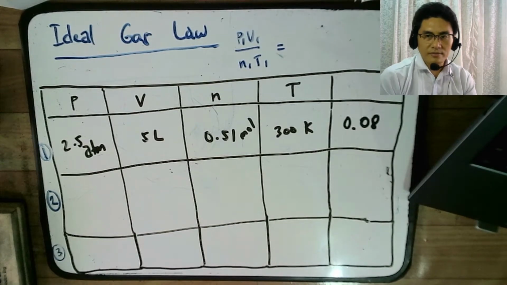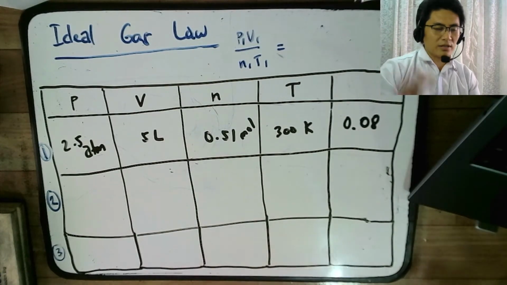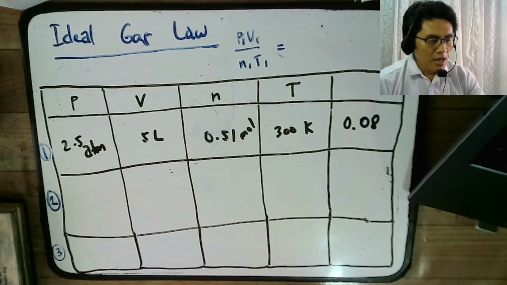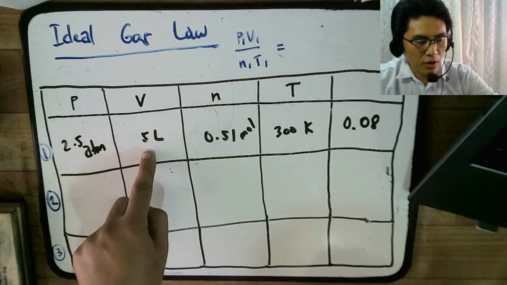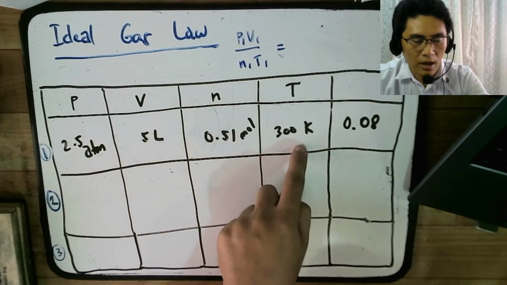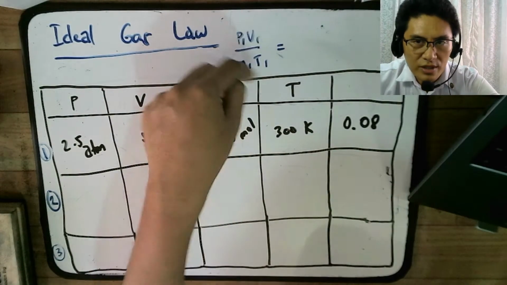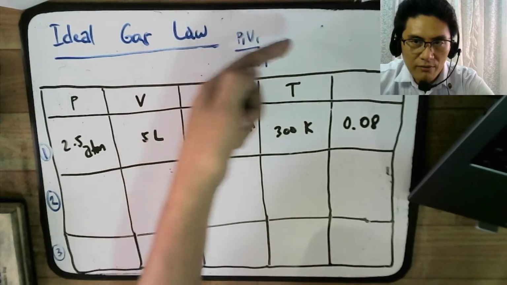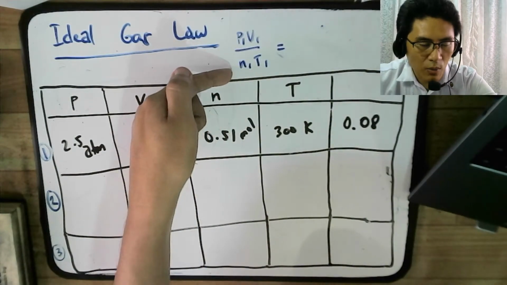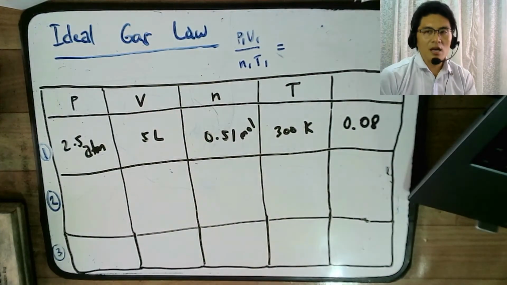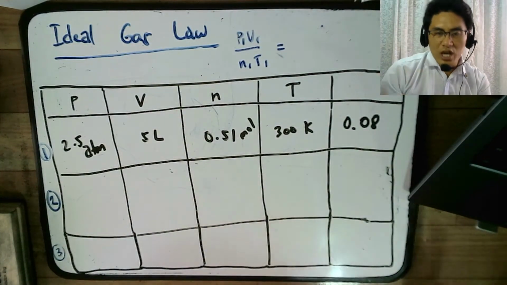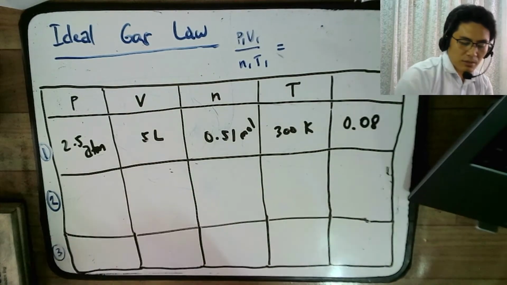Okay, now bear with me, there is a point at the end of this discussion. But the point is, if you have state number 1, so you have a pressure, volume, number of moles, and temperature, and you do this calculation wherein you multiply P1 and V1 divided by N1 and T1, the answer will be 0.08.